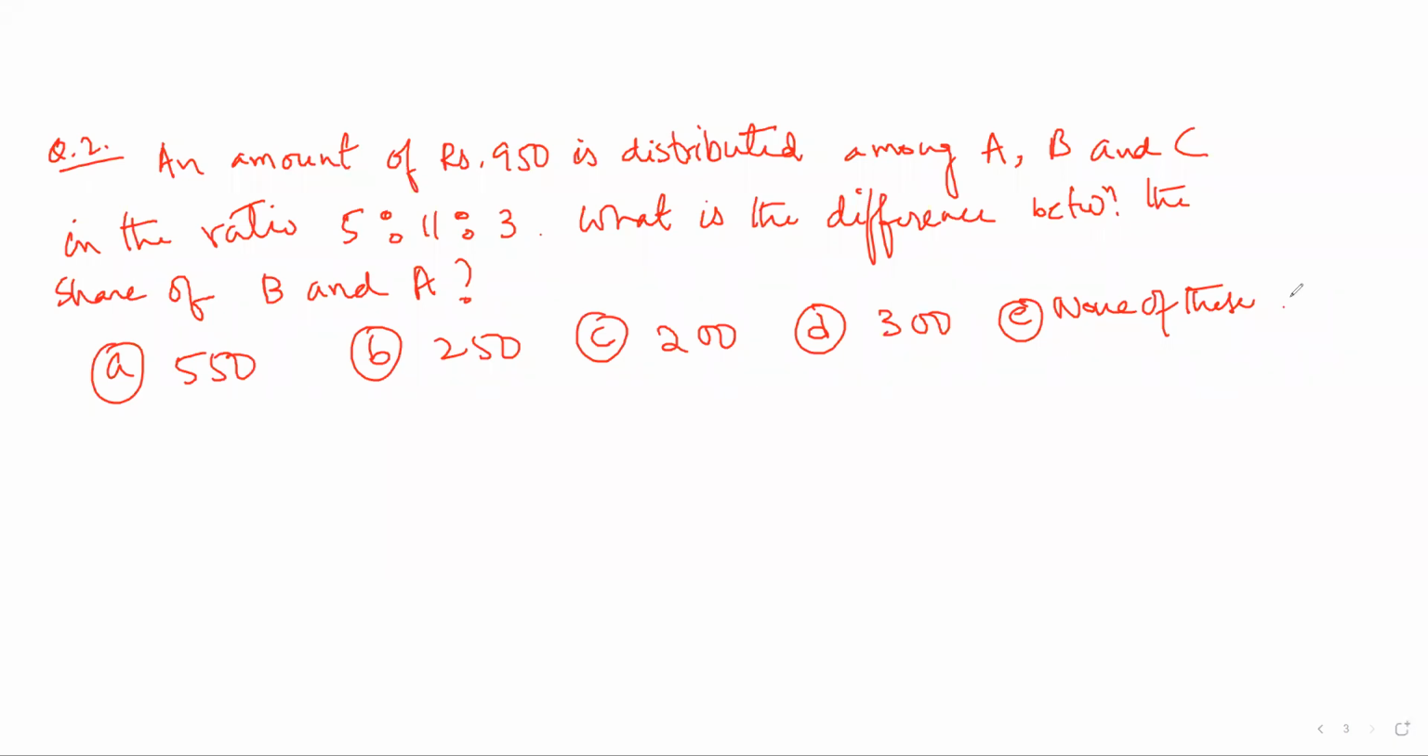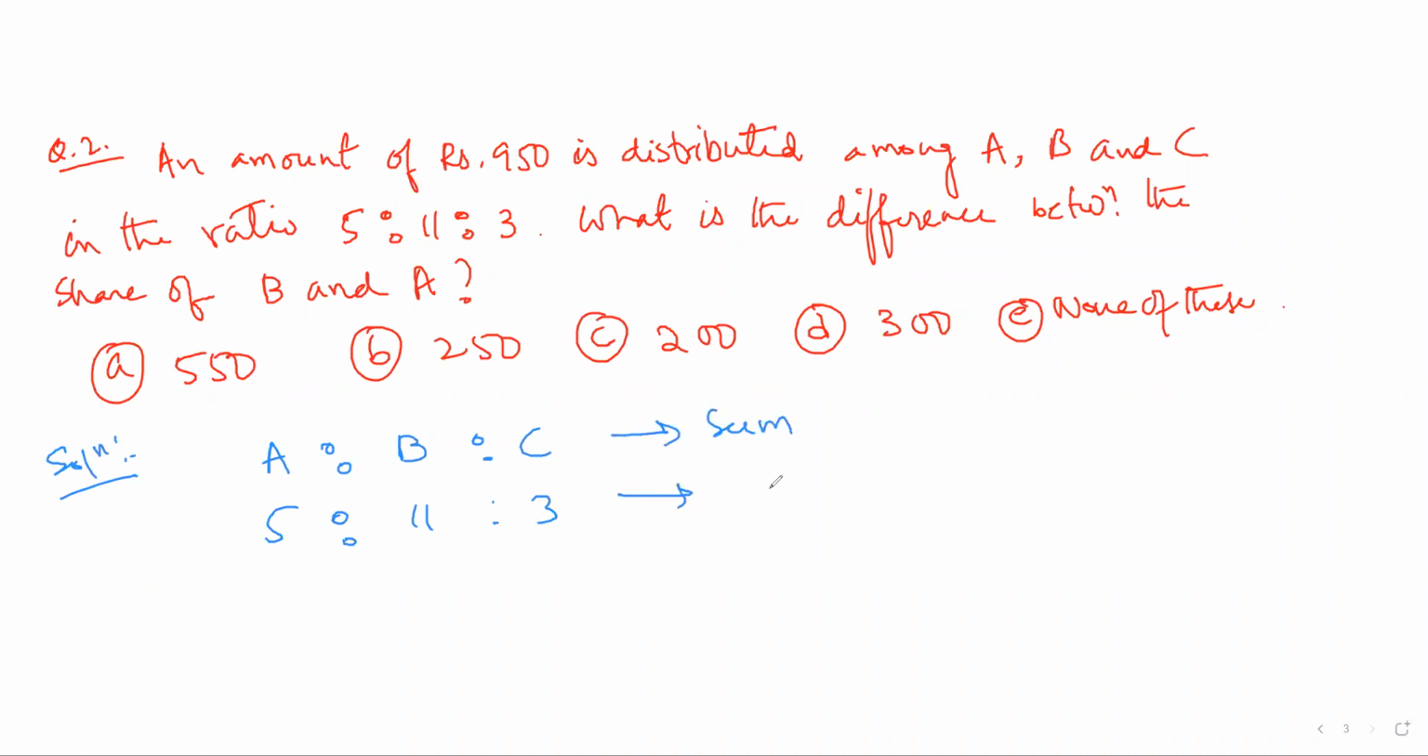Try to solve the question using the logic we have learned. Let's see. Here A, B, and C, the ratio is 5:11:3.